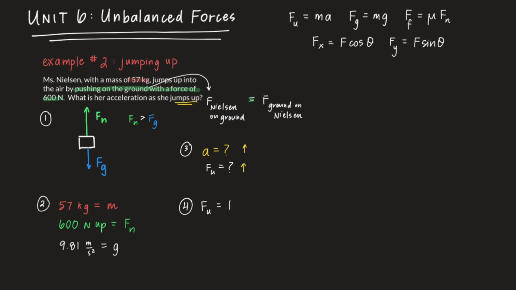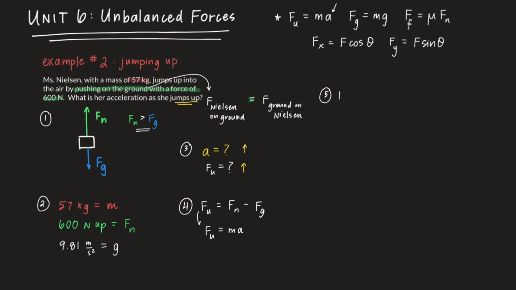So our unbalanced force is just that difference between opposing forces. So the winner minus the loser there. So Fn is winning over Fg. So Fn minus Fg is equal to my unbalanced force. That's the primary equation I will use. And then, again, we're going to use Newton's second law. Fu is equal to ma to find that acceleration. Once we have our unbalanced force from that difference between our normal force and force of gravity, then we'll plug it into that second equation.